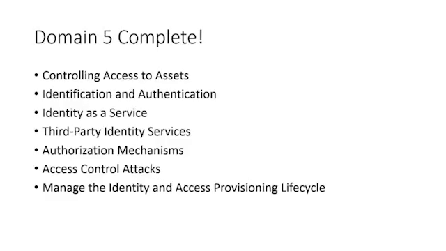Now that does it for domain 5. All right, lots of information in there. We talked about controlling access to our assets, identification and authentication, identity as a service, remember those cloud identities, third-party identity services like Kerberos, authorization mechanisms, access control attacks, and then finally managing the identity and access provisioning lifecycle.